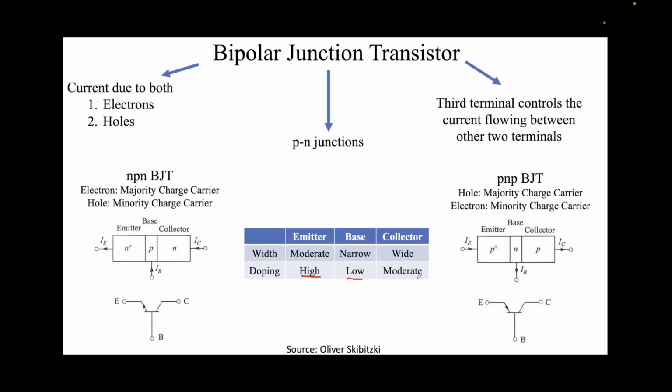Collector can be moderately doped. On the other hand, the width of the base should be narrow, because we want very little time for electrons to spend here. The less time they spend, the less they will recombine. So the base should be narrow. The collector should be wide so as to dissipate a good amount of heat. Heating has bad effects for any device, so we want the collector to be wide so that heat is dissipated more efficiently. And the emitter can be moderately wide.